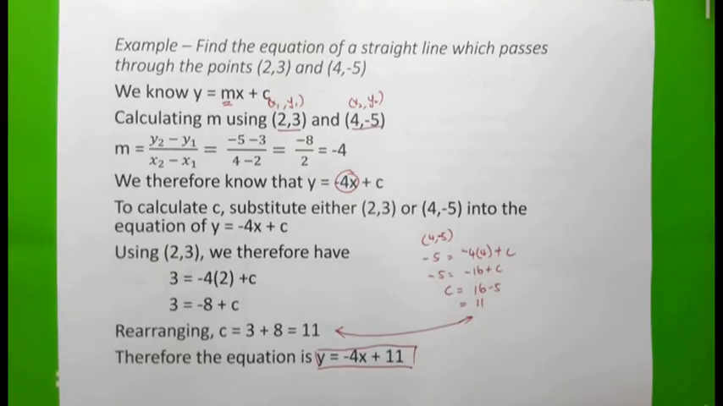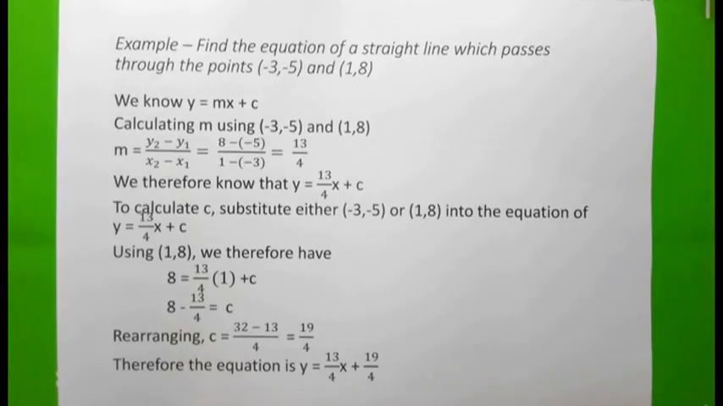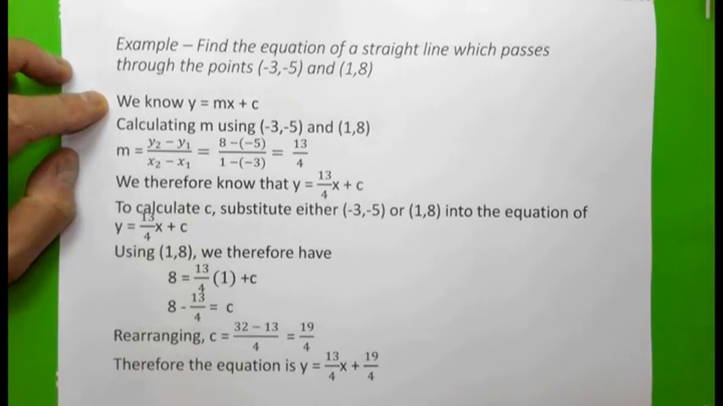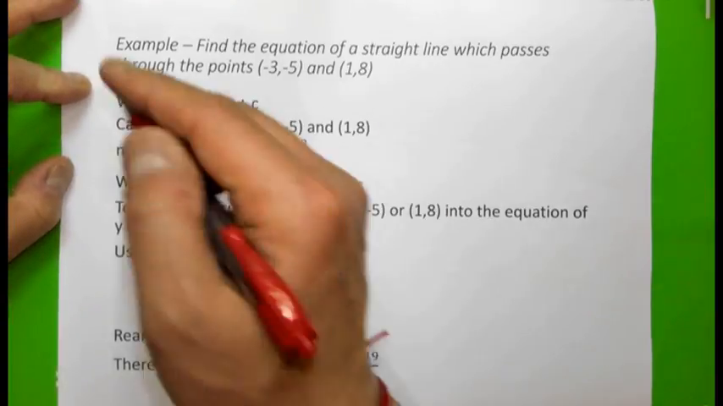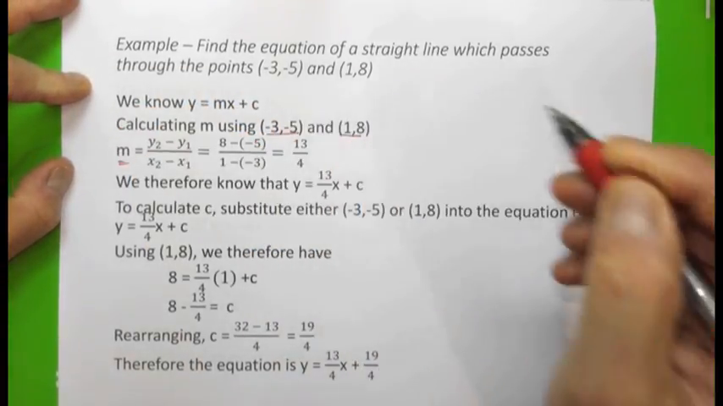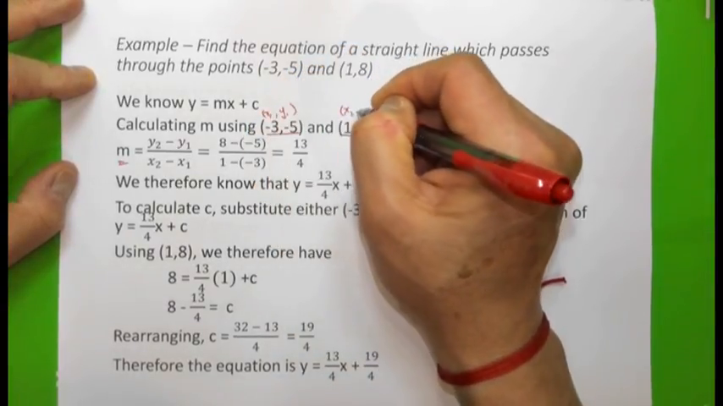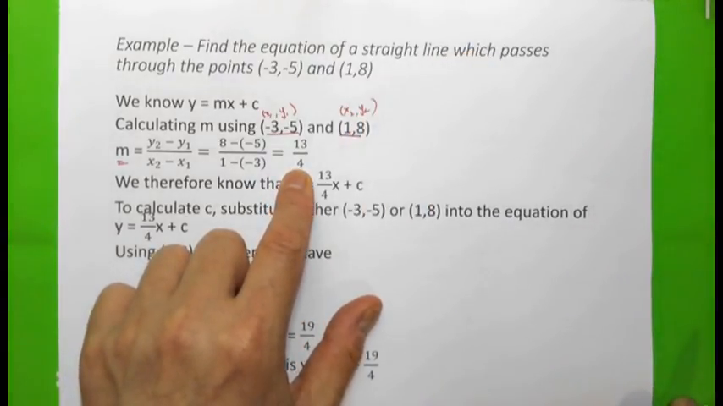Let's try another example. This time, let's find the equation of a straight line which passes through the points (3, 5), (minus 3, minus 5), and (1, 8). Again, using a similar way of doing it, y equals mx plus c, we calculate the gradient m by using this information, which is, let's say, (x1, y1) and (x2, y2). And we worked out that the gradient is 13 over 4.